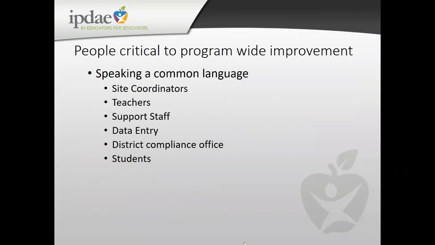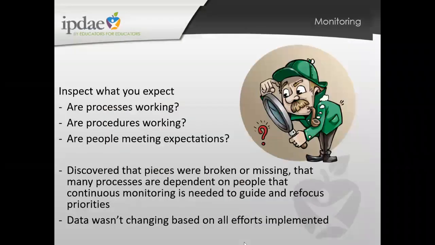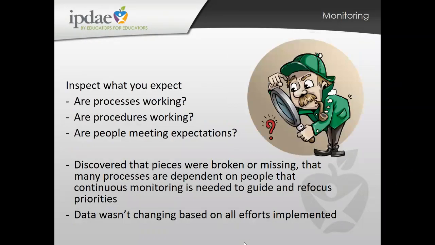Okay, go ahead. So people are critical, I think we've covered that. Okay. So then we get into monitoring, and this is a key one: inspect what you expect. And I think a lot of us have heard of that before. But the key takeaway here is, as you're making changes, look for those broken or missing pieces. Look for those opportunities that are, like Yolanda said before, those points that we leave on the table.